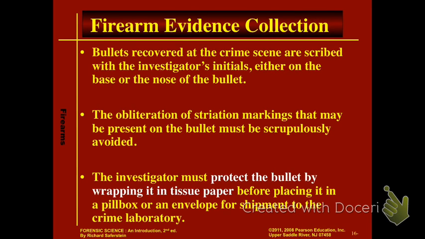Bullets recovered at the crime scene are initialed either on the base or the nose of the bullet, so either the front or the back of the bullet, because you don't want to mess with the striation markings on the side. That's your evidence. The bullet has to be protected by wrapping it in tissue paper before placing it in a pillbox or envelope.